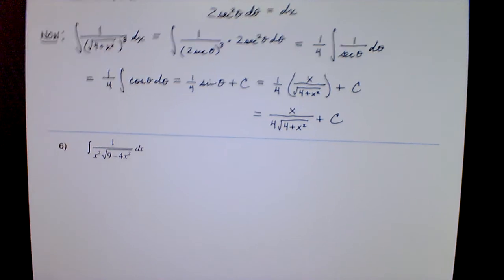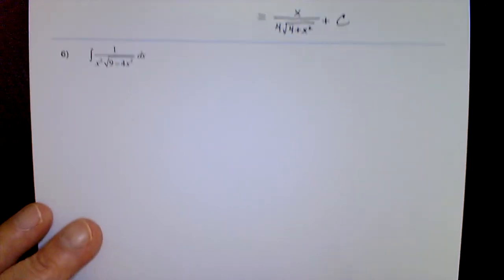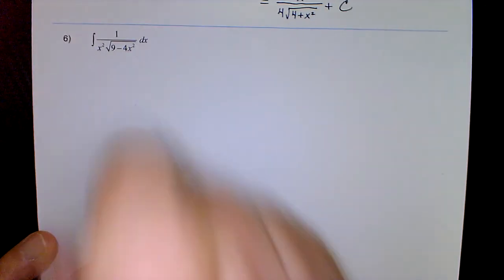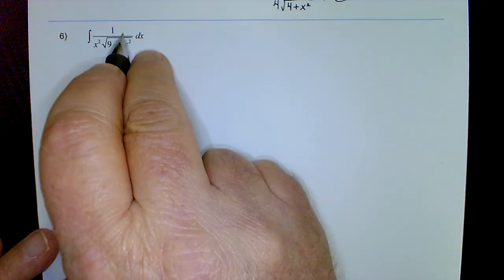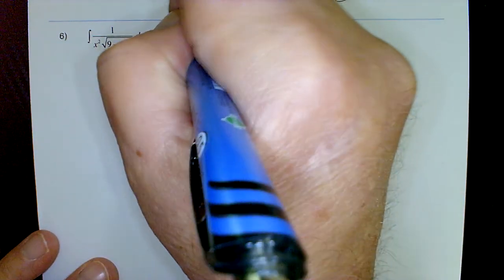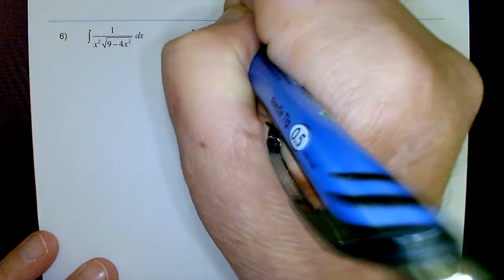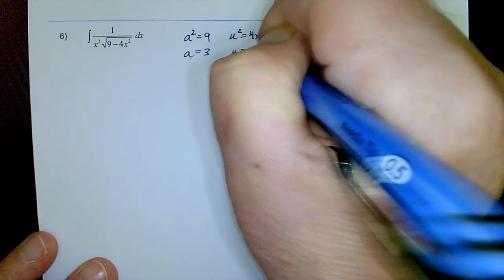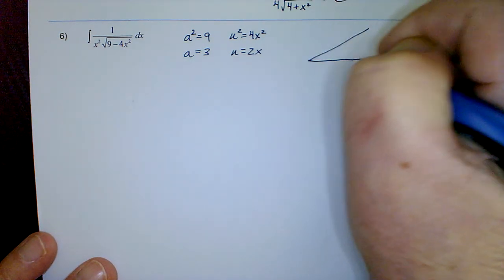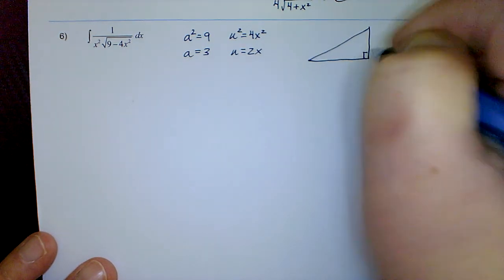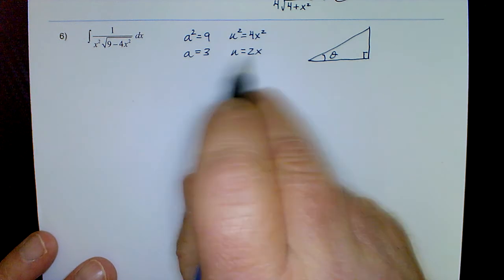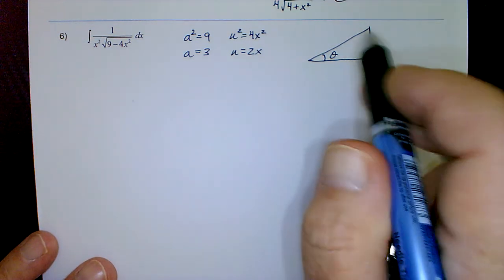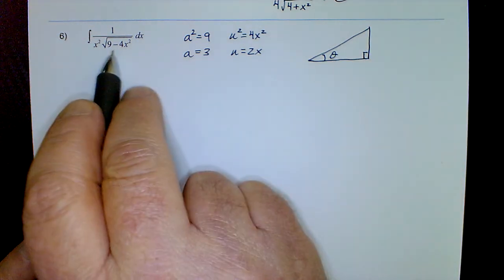Okay, so final example. We're at the 15-minute mark, so I think we'll squeeze it in here safely. Again, you don't care what the integral looks like. You only care about the radical. Claim your a's and u's. So a squared is 9, u squared is 4x squared. Remember, never negative. The negative tells us how we're going to place the u, a and the radical in the triangle. So we have that a is 3, u is 2x. Question is, who's the hypotenuse? Is it the radical part?